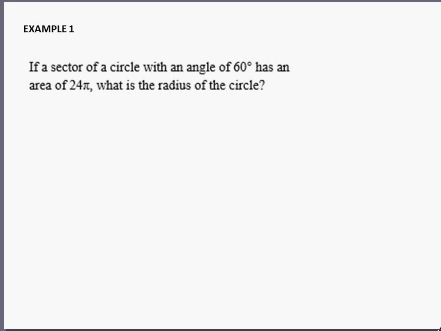Let's take a look at our first example. We have a sector of a circle with an angle of 60 degrees that has an area of 24 pi. What is the radius of the circle?